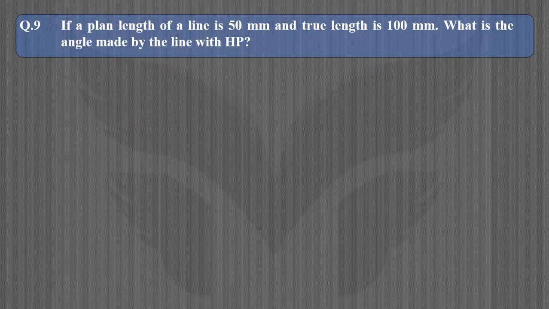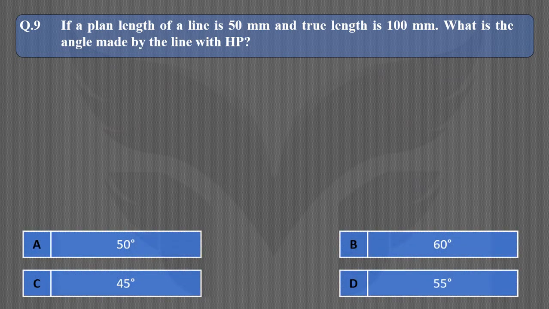If the plan length of a line is 50 mm and the true length is 100 mm, what is the angle made by the line with HP? Here are our options. Plan length is 50 mm and true length is 100 mm. Here we have to find the angle made by the true length with HP. So first draw the true length of a line inclined to HP. However, this angle is unknown, but we know that the length of this line is 100 mm.